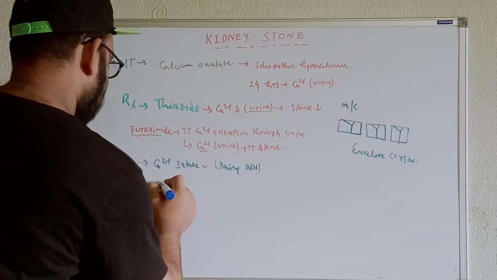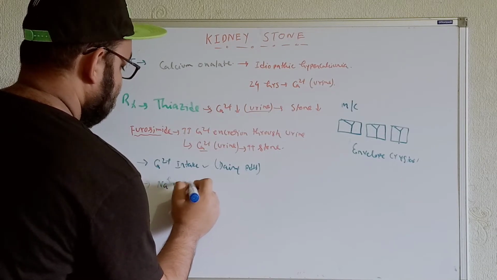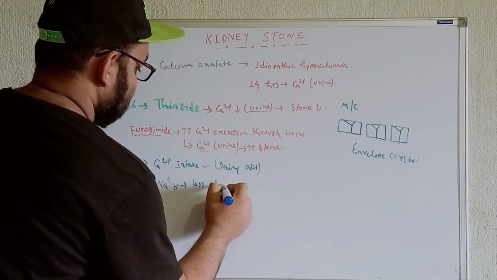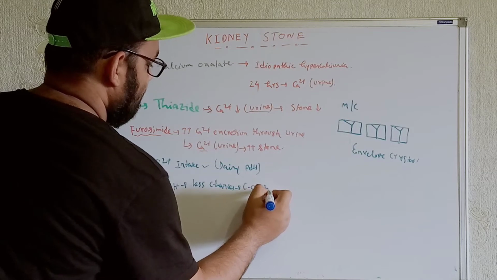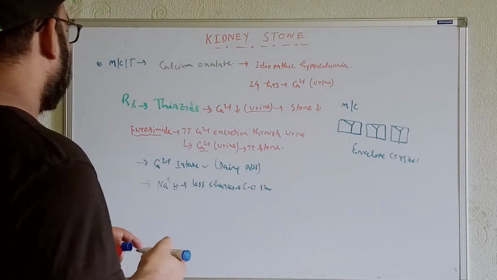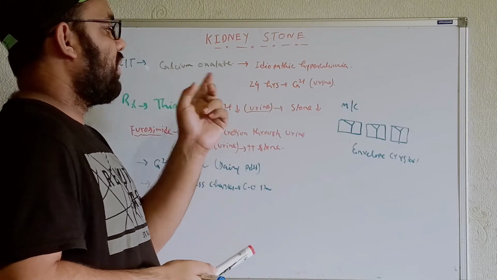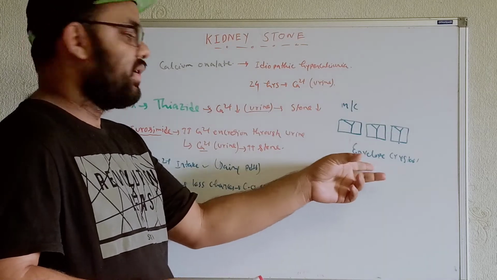Okay, let's see. The sodium intake should be inhibited. In these cases, there is less chance of developing calcium oxalate stones. Let me repeat once again: the most common type of renal stone is the calcium oxalate stone, and the finding here is the envelope-shaped crystals. This type of stone will be found here.